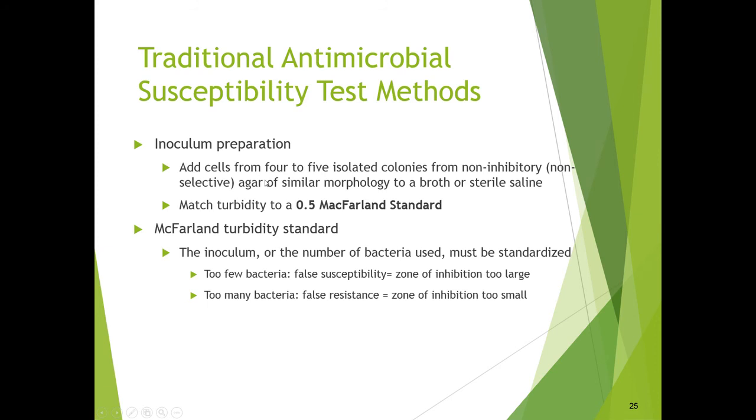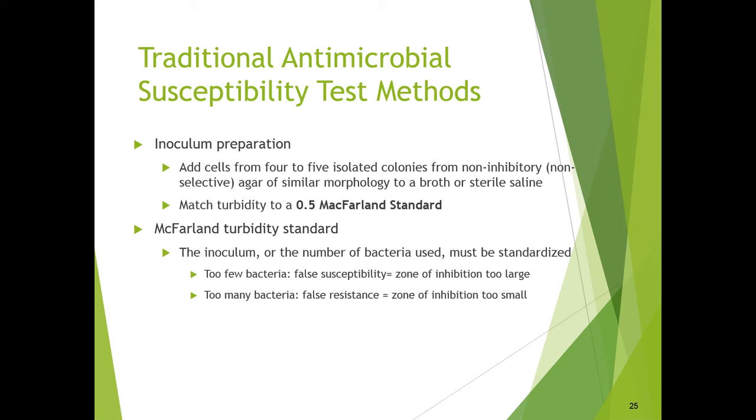So basically what you do is pick 4 or 5 isolated colonies from a non-inhibitory agar, so a non-selective agar like a TSA plate or a sheep blood agar or a chocolate agar plate. And you want to emulsify those colonies into some broth or some sterile saline. The solution is going to become hazy, and you want to match that turbidity or haziness to a known standard, the 0.5 McFarland standard.